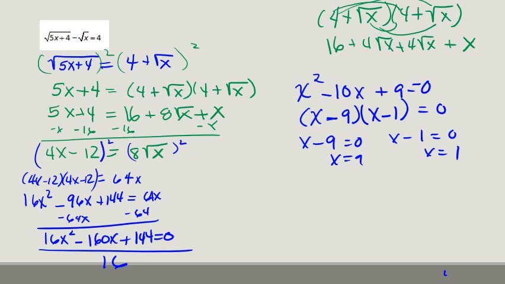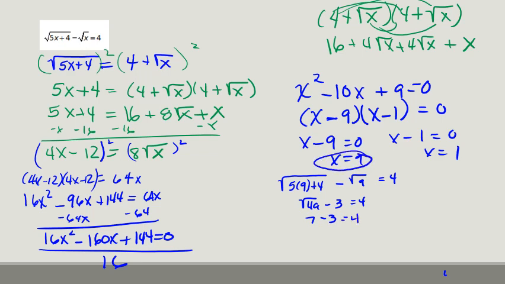So I'm going to plug them into the original equation. The square root of 5 times 9 plus 4 minus the square root of 9 equals 4. So 45 plus 4 is 49. So square root of 49 minus 3 equals 4. 7 minus 3 equals 4. So we know that 9 is the solution.